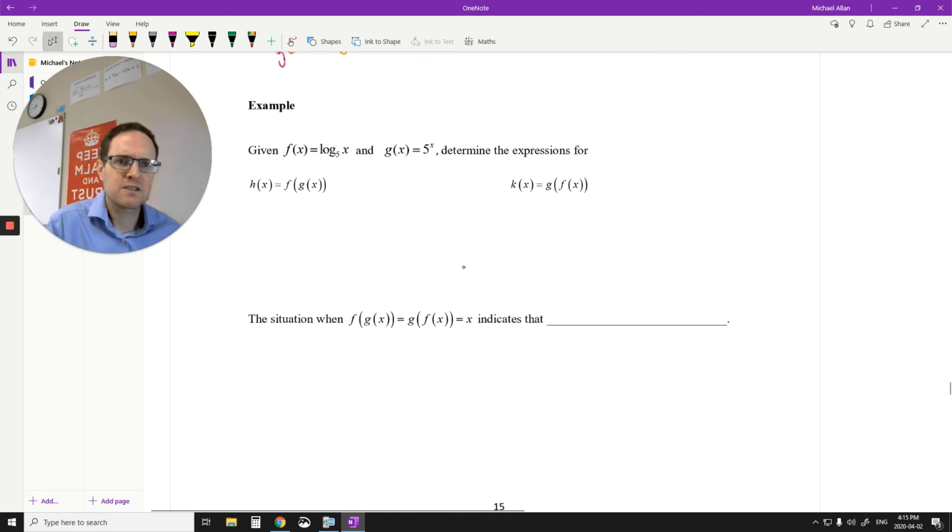I like this next question. Let's finish off this video on this question here, because of what these are. This is a log base 5 of x, and this is 5 to the power of x. What I know about these two functions is that they are inverses of each other.